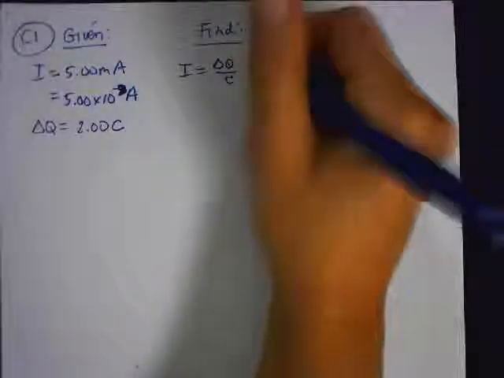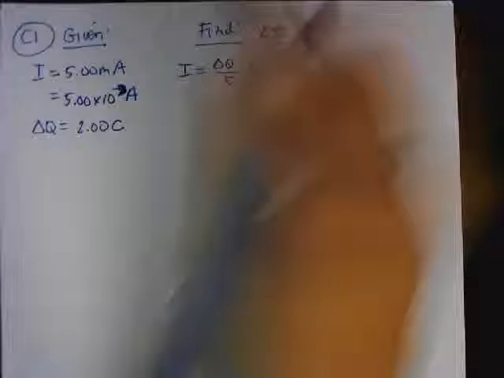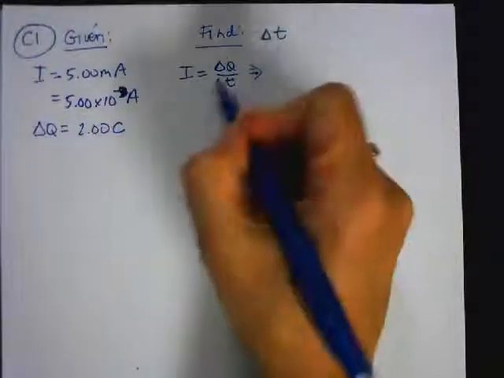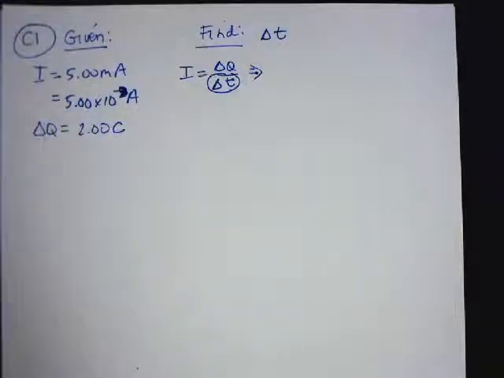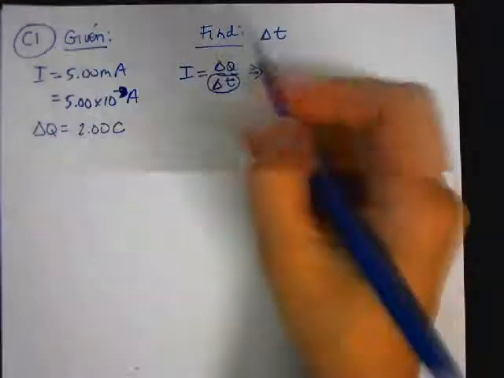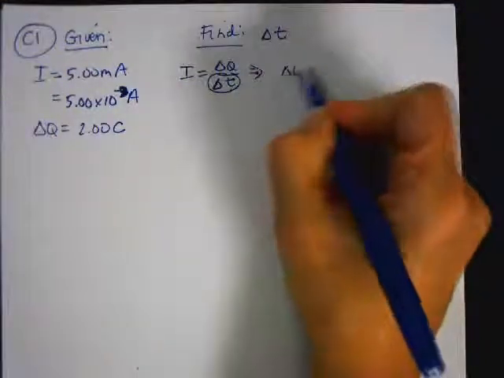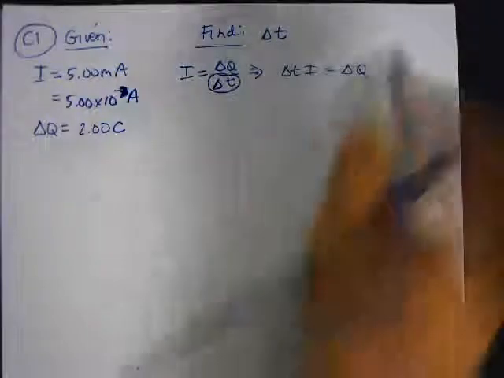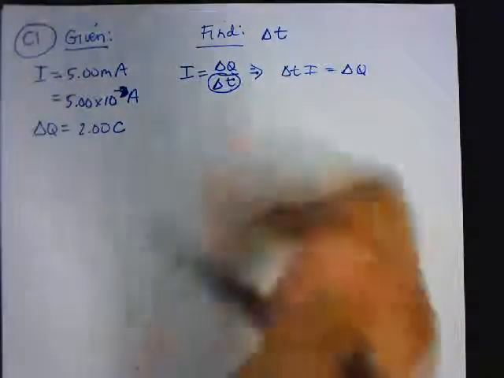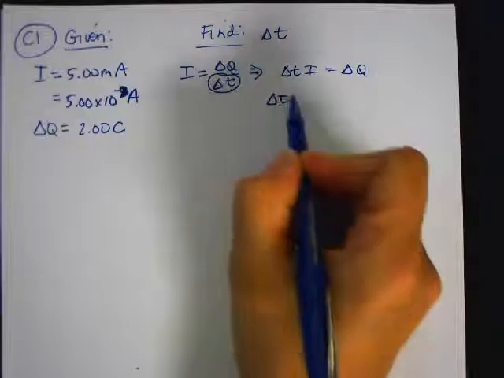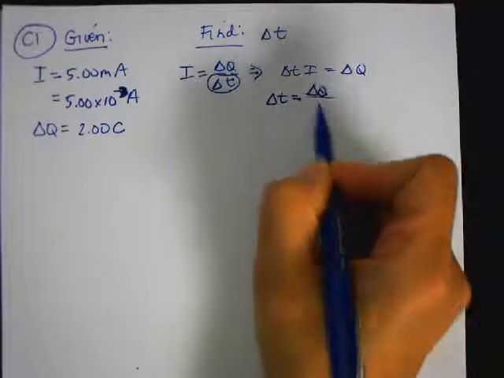I want to find T, so I'm going to rearrange the equation to solve for the unknown in terms of the known. Because I want to solve for T, I want it in the numerator all by itself. So first I'll multiply both sides by T, and then I'll divide both sides by I. So delta T is equal to delta Q over I.